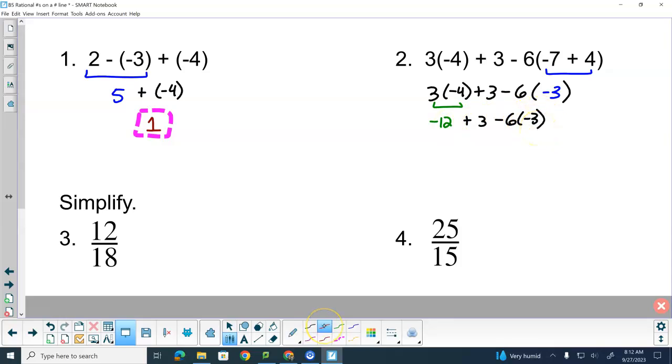Then we have to do this one right here. So then that's going to be -12 plus 3, what, minus -18? Or plus -18? Do we agree with plus negative? Wait, no? Because look, what do we have? We have a negative times a negative. Positive or negative? Positive, because negative times negative is positive. So it would be plus 18, or minus -18.